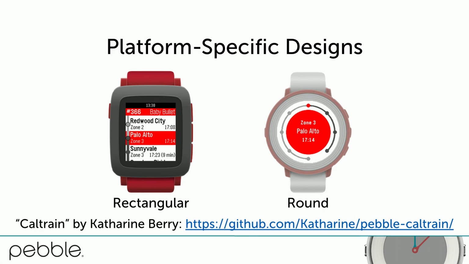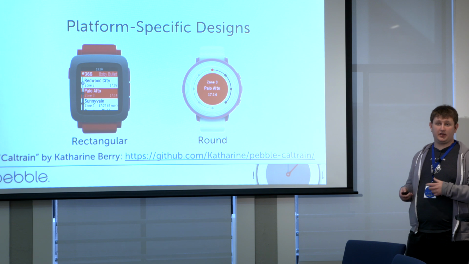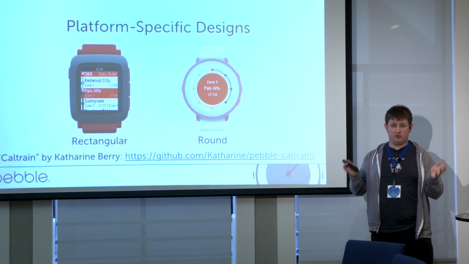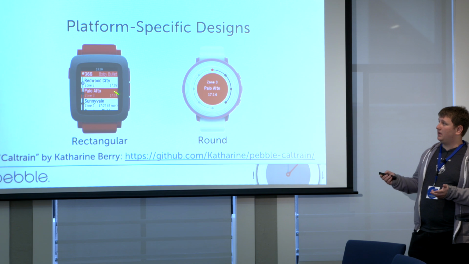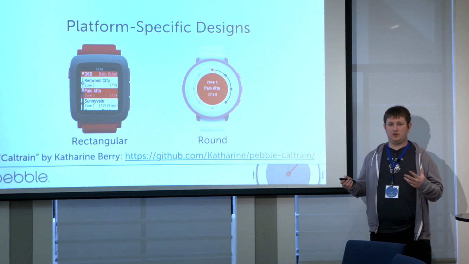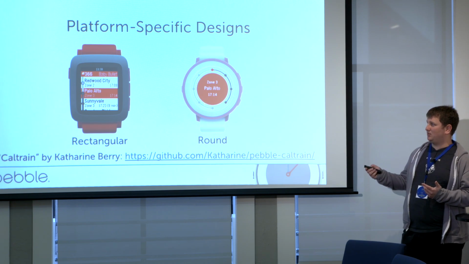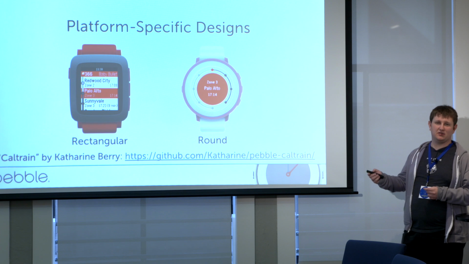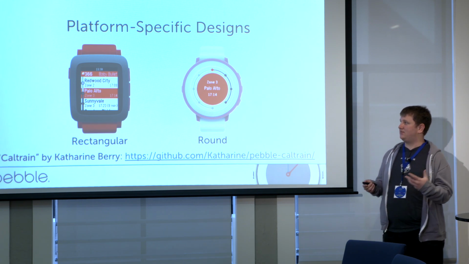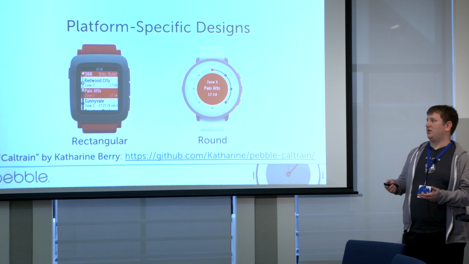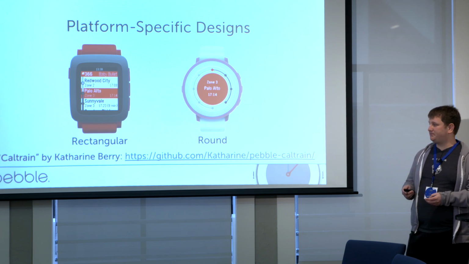And so I want to encourage all of you to think about, for your applications, how you can best take advantage of the display shape in designing your apps. As an example, this is the Caltrain app by Catherine Berry. It's open source on GitHub if you want to check out the implementation and see how she designed her code to support different display shapes. But I wanted to point out that we have the exact same content on both the rectangular and round display, but the UI is completely different. And we have a nice ring that if you press the up and down buttons on the watch, you'll go around this ring as opposed to the menu layer used on the rectangular display. So it's a really nice use of the round display when moving to that platform.